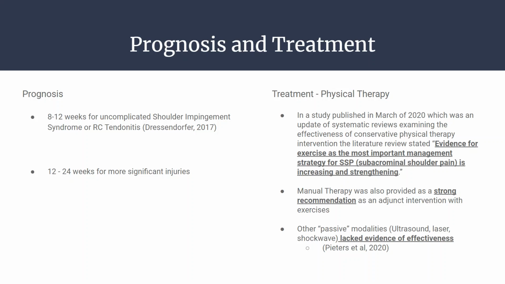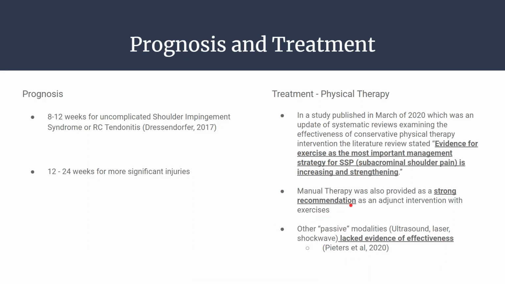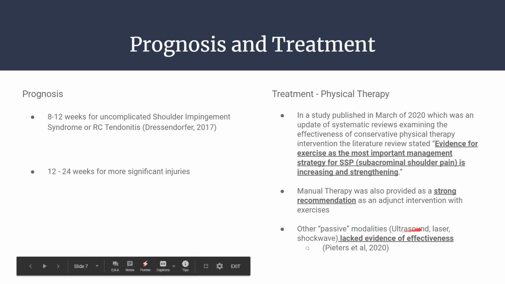So in a physical therapy treatment, you'll usually get manual therapy to help with capsular dysfunction or to help with improving joint mobility, and then couple that with your exercise. That is the best and the strongest recommendation for subacromial shoulder pain, which includes rotator cuff tendonitis. In the same study, they looked at passive modalities like ultrasound, laser therapy, shock wave, and moist heat packs, and they just lacked evidence of any effectiveness at all.